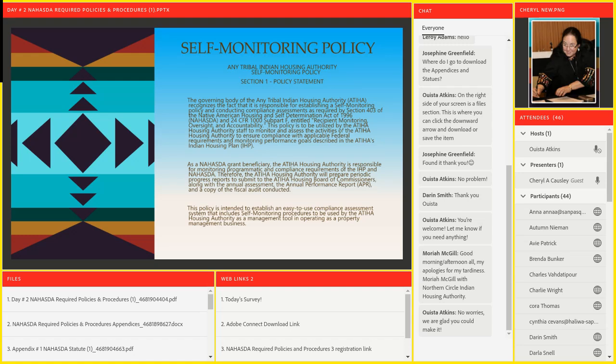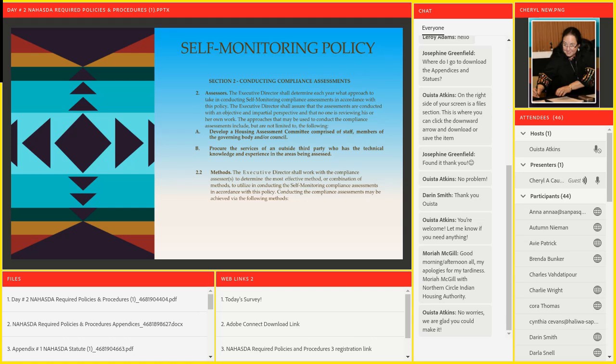As a NAHASDA grant beneficiary, the housing entity is responsible for monitoring programmatic compliance requirements of the IHP and NAHASDA. Therefore, the housing authority is going to prepare periodic progress reports to submit to the Housing Board of Commissioners, along with an annual assessment, the APR, and a copy of the fiscal audit that's conducted. The policy is intended to establish an easy-to-use compliance assessment system that includes self-monitoring procedures to be used by the housing authority as a management tool and operating as a property management business.